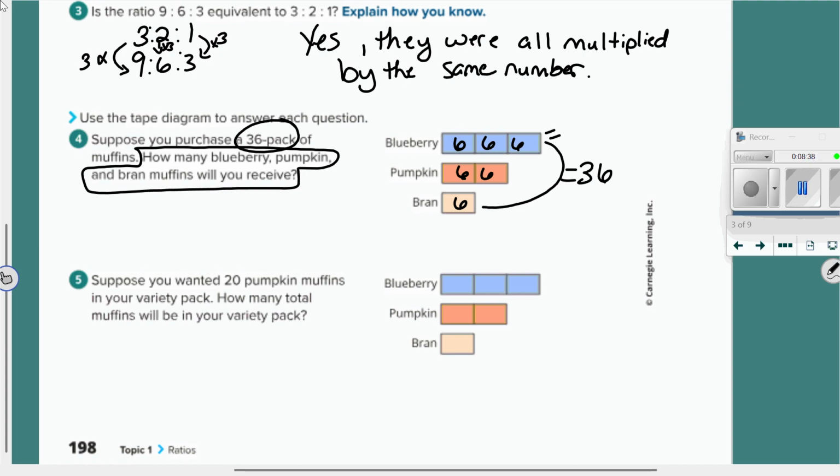So how many blueberry muffins? How many pumpkin muffins? And how many bran? All right, use that information to do number 5. It is a little different, but not that different, and you should be able to troubleshoot it. Go for it.